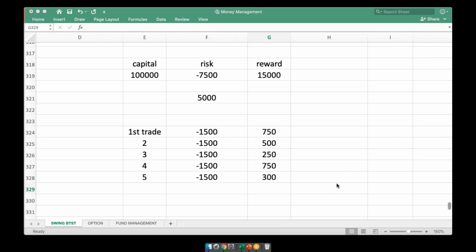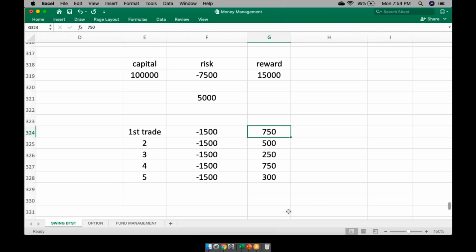Who didn't understand this? Assume that in all 5 trades you booked profit. But every time you are entering with a stop loss of 1,500 rupees and you are booking profit of only 300 rupees, 400 rupees, 750 rupees. That means you are exiting the stocks early. You are booking profits very early.